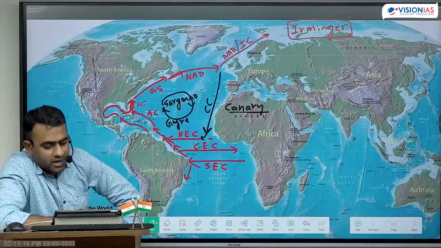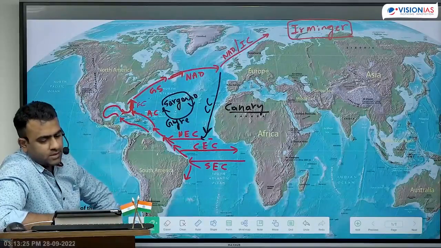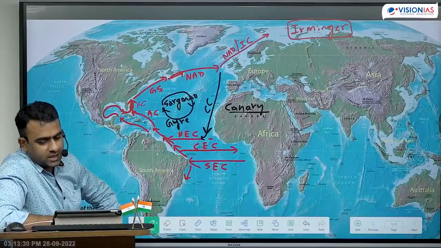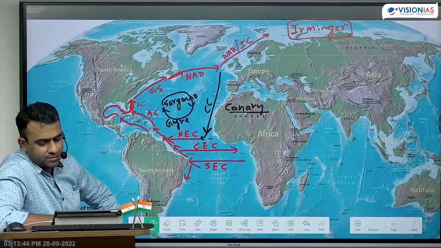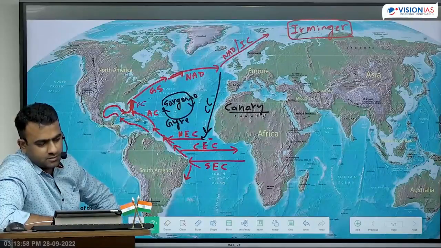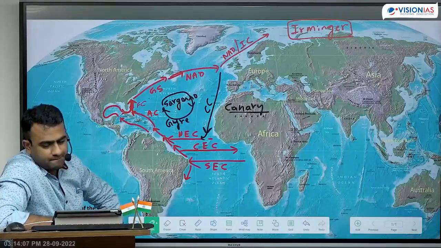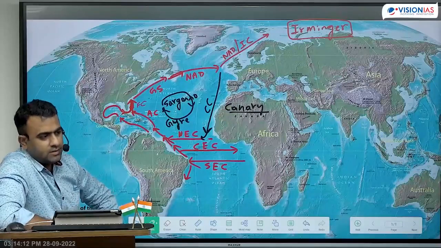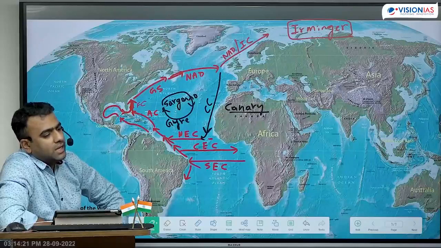Next point. In the North Atlantic Ocean, the continuous circulation of water in a clockwise direction results in the slow movement of water within, which is called a gyre.